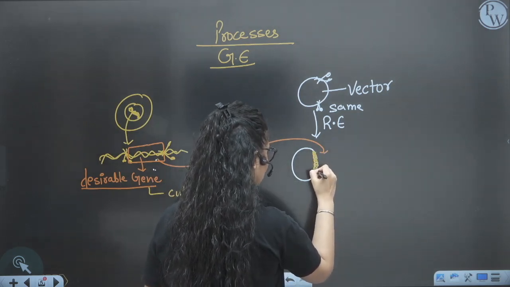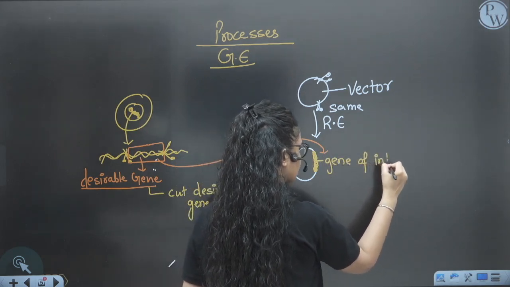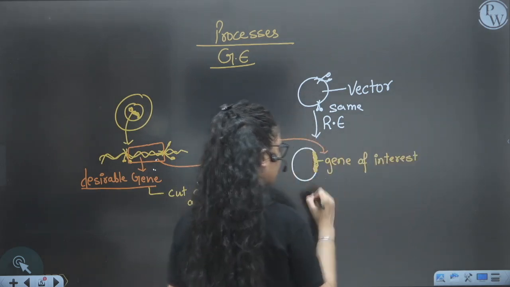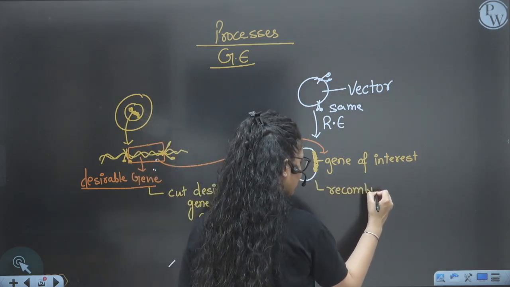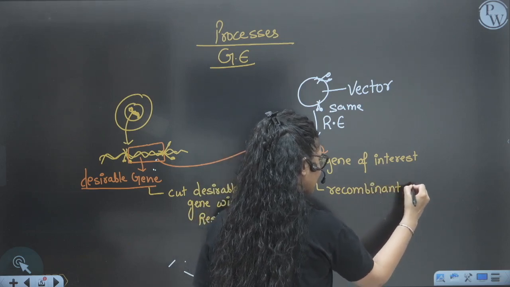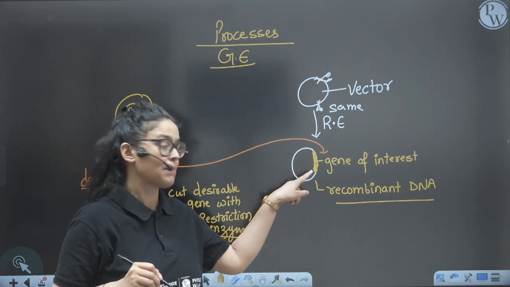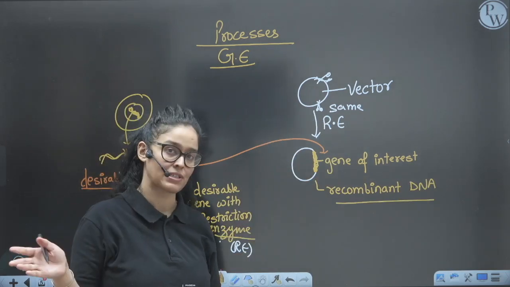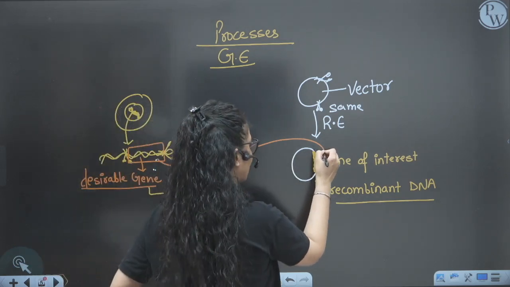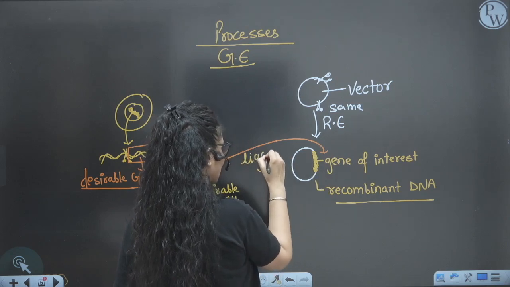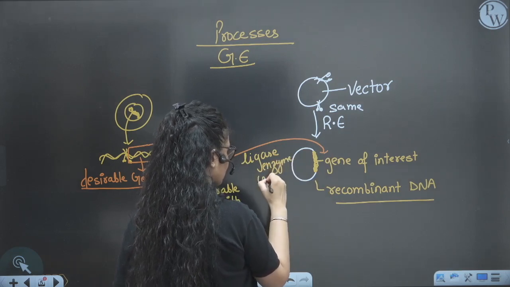So we have pasted our gene of interest here. So now we have got the recombinant DNA. What do you understand by recombinant DNA? Recombinant means it has the new combination. It has its own DNA sequence, plus it is having the gene from the outside. So that's why we called it recombination. A new combination has formed. So we have pasted it with help of ligase enzyme. So ligase enzyme will paste our gene of interest.